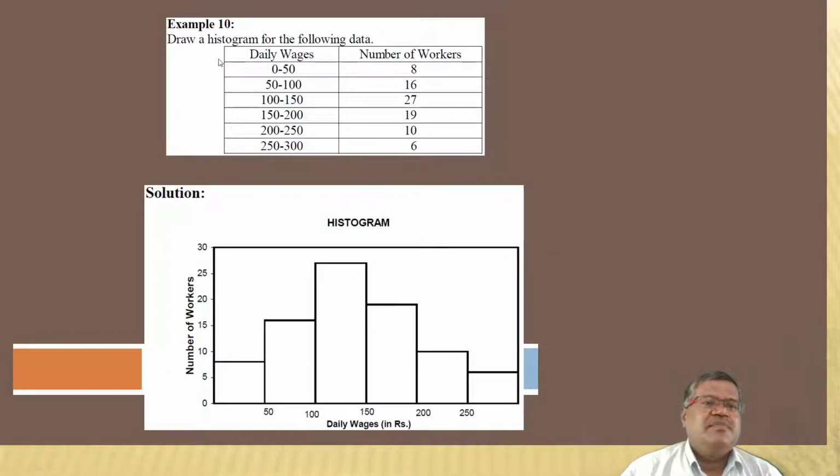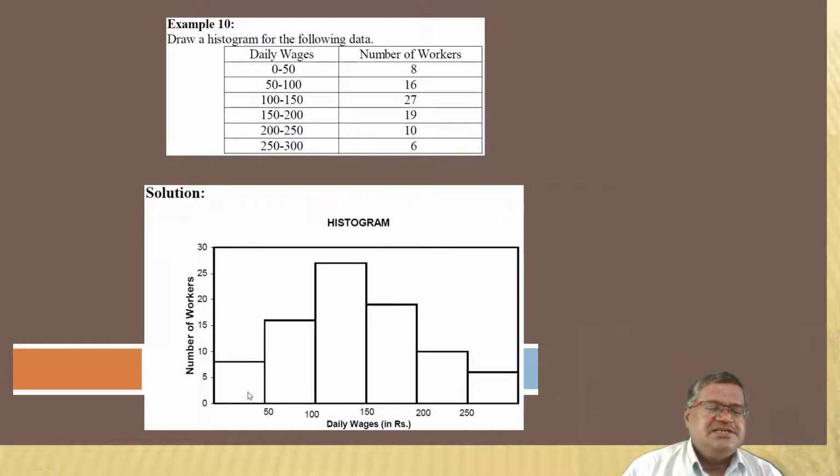Draw a histogram for the following data. Here these are the daily wages: 0 to 50, 50 to 100, 100 to 150, 150 to 200, 200 to 250, 250 to 300. These are the wages, and the corresponding frequencies are the number of workers. In this class interval there are 8 workers. In this class there are 16 workers, like that.